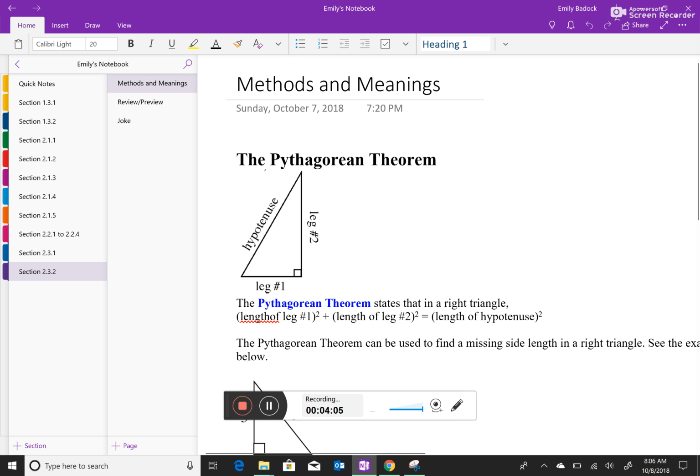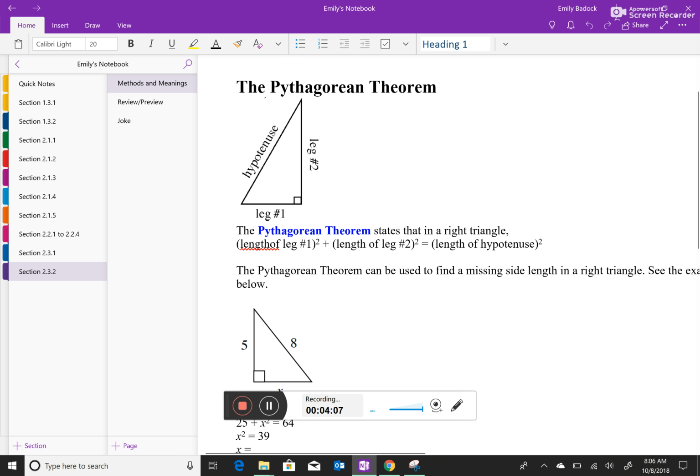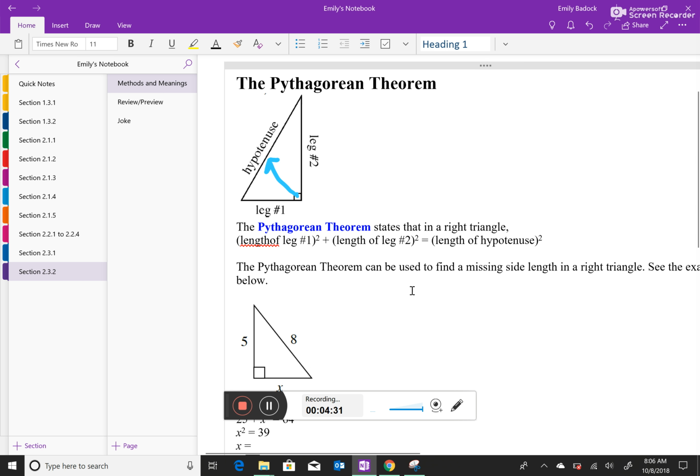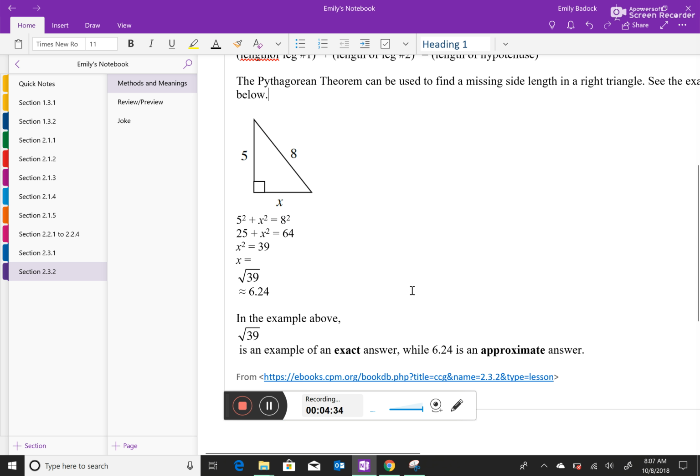Alrighty. So, methods and meaning. The Pythagorean theorem just states, again, your hypotenuse is always the longest side. You will also hear it talked about as the side across from your 90-degree angle. Sometimes it can be tricky to see which side's the longest, but it's always the side across from 90 degrees that is your hypotenuse. And then you've got leg 1 and leg 2. So again, length of leg 1 squared plus the length of leg 2 squared is equal to the length of the hypotenuse squared. Not only can it be used to find the hypotenuse, which is what we were using it for yesterday, but it can also be used to find missing side lengths.